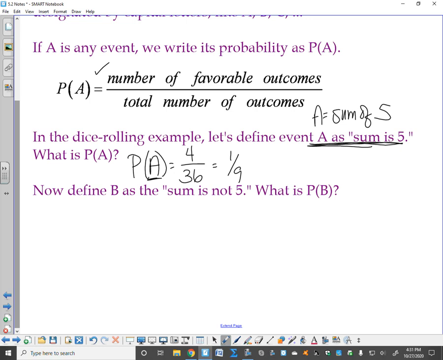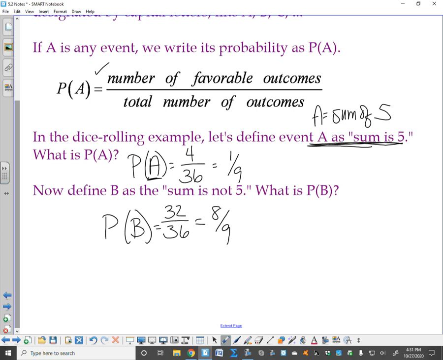So the probability of getting a sum of 5 is 1/9. You could turn that into a decimal if you wanted to. Okay, now define event B as the sum is not 5. What is the probability of B? Well, if 4 of them will give me 5, then 32 of them won't give me 5, and then we can reduce that by 4.